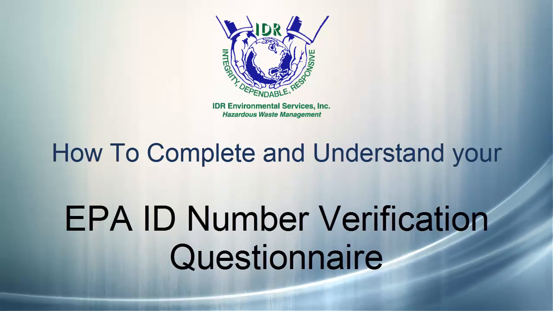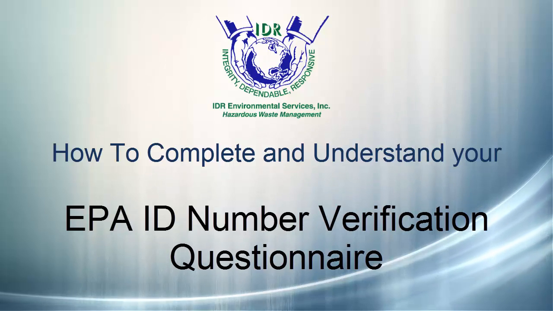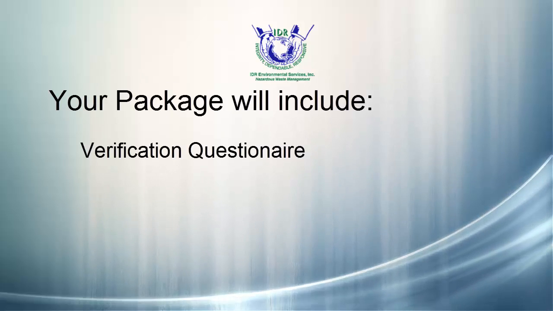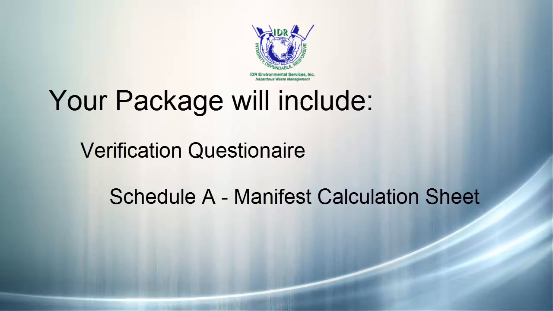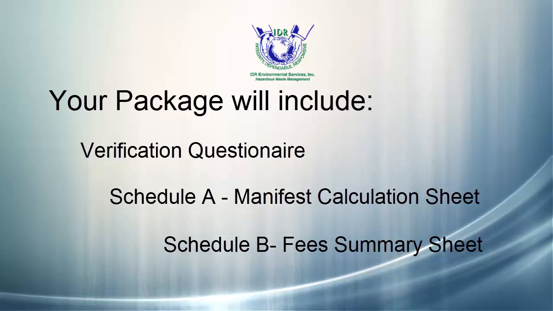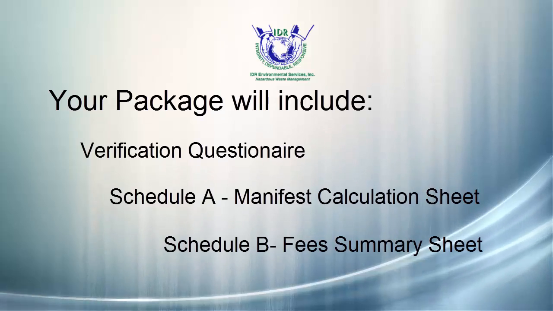Hello, today we are going to talk to you about how to complete and understand your EPA ID number verification questionnaire. Now when you get this information in the mail, your package will typically include 3 items. The first one is your EPA verification questionnaire. Second one is your Schedule A manifest calculation sheet. And the third one is your Schedule B fees summary sheet.